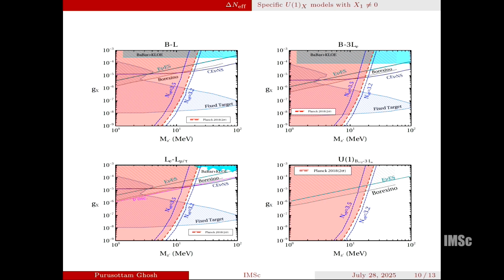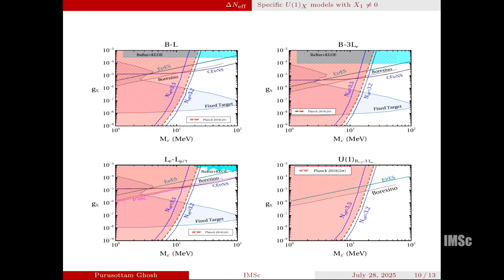And in order to compare how this constraint is relevant compared to the other existing constraints, we showed some laboratory constraints. It shows that there are some regions where the N effective puts a more stringent constraint than the others, like the middle region and this region. Okay, this is the case for B minus 3 Le.